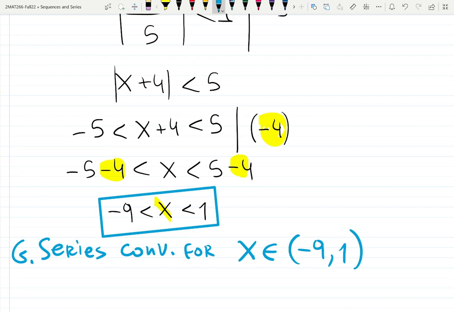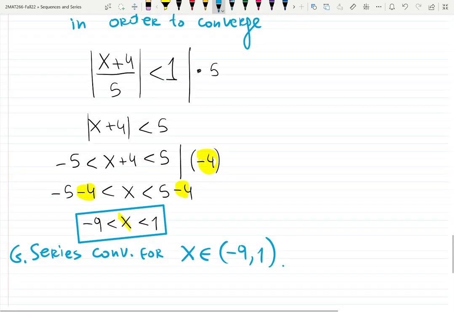In the future, we're going to teach you that we actually have to check the endpoints. What's happening at minus 9? What happens at 1? But that's for future ideas. In this case, for geometric series, it's very specific. It's very clear. It must be exactly less than 1. So we don't include endpoints. So those are parentheses, not brackets.